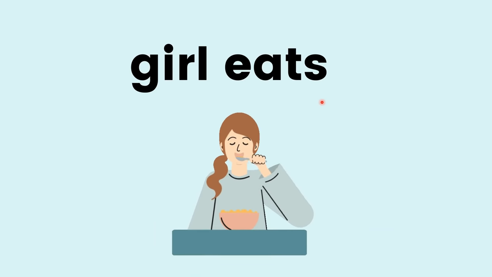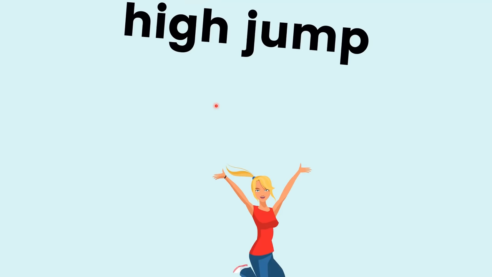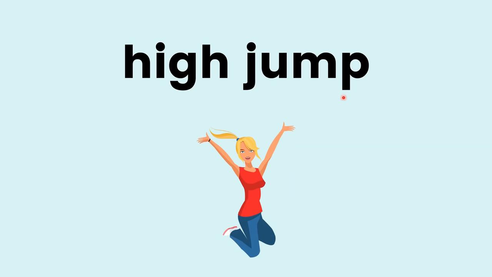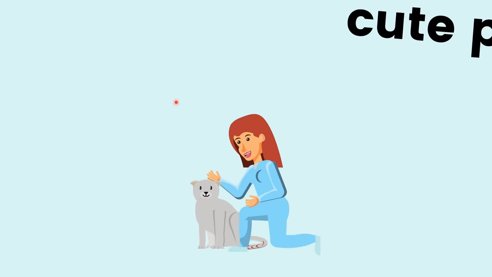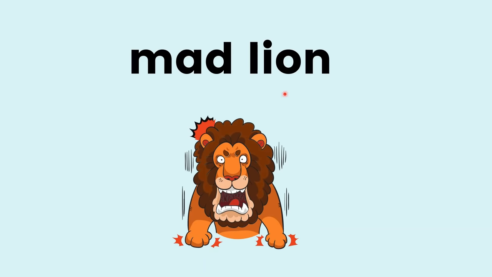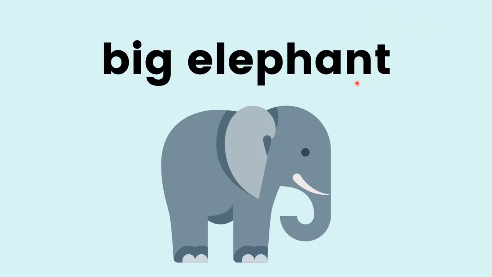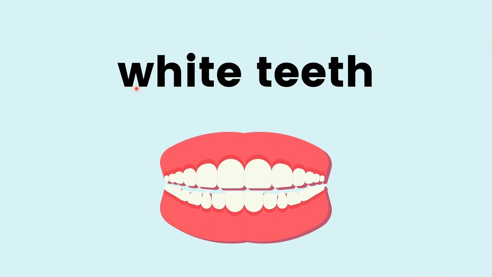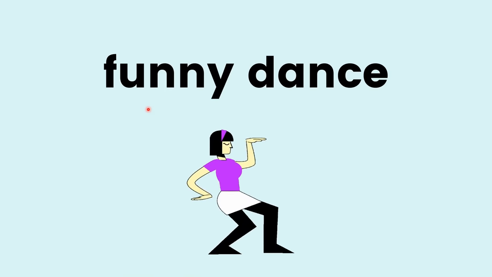Girl eats. Boy slips. High jump. Nice works. Cute pet. Mad lion. Long neck. Big elephant. White tit. Teaches well. Funny dance.